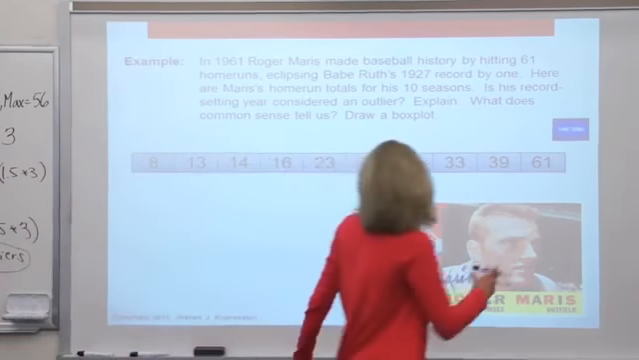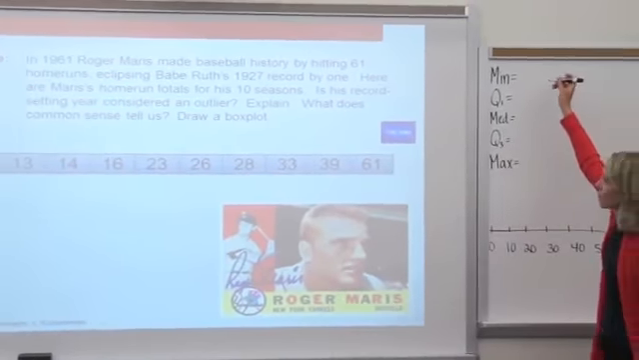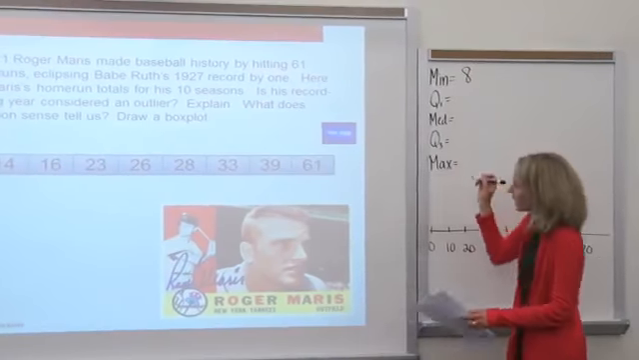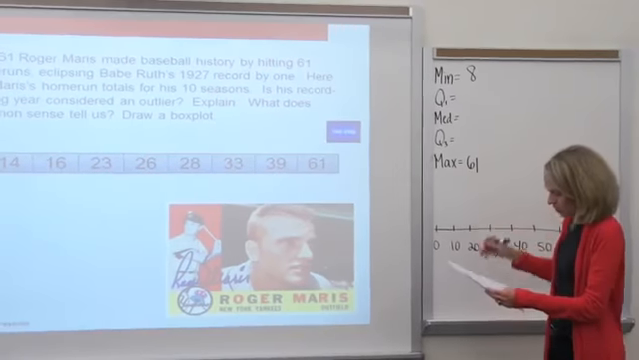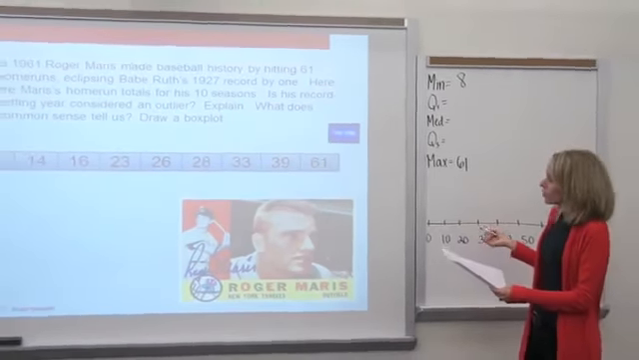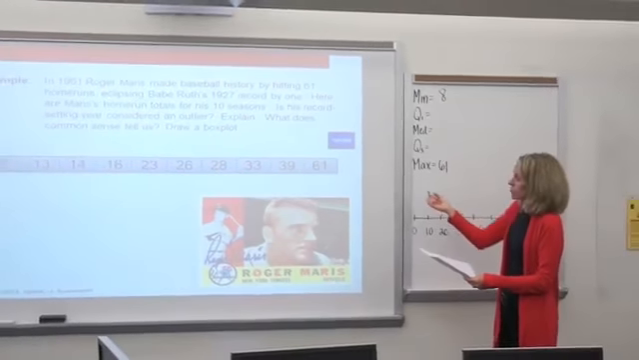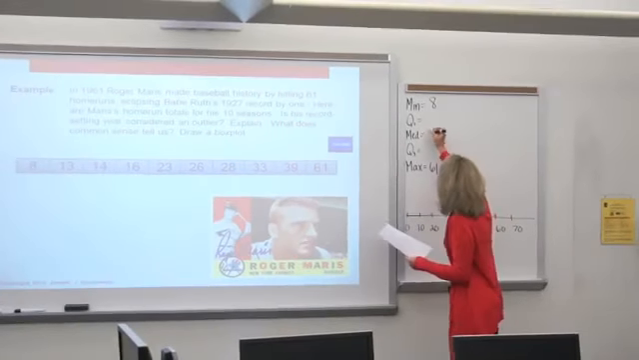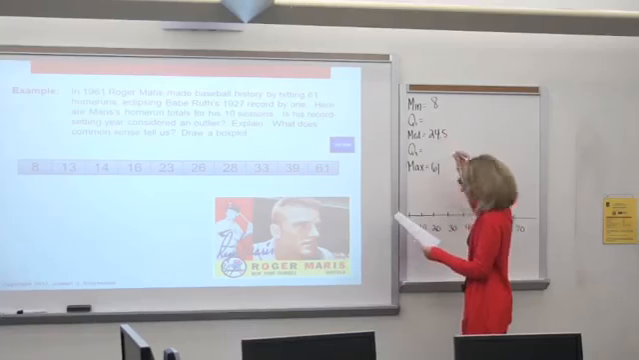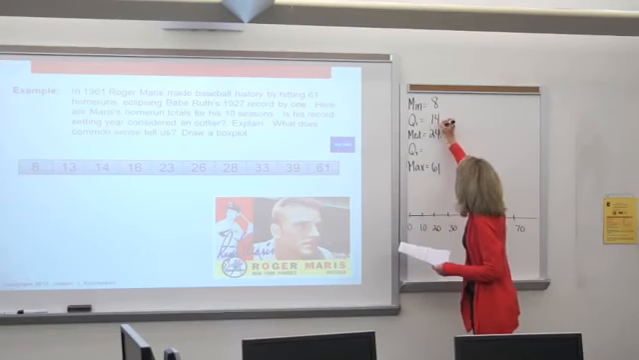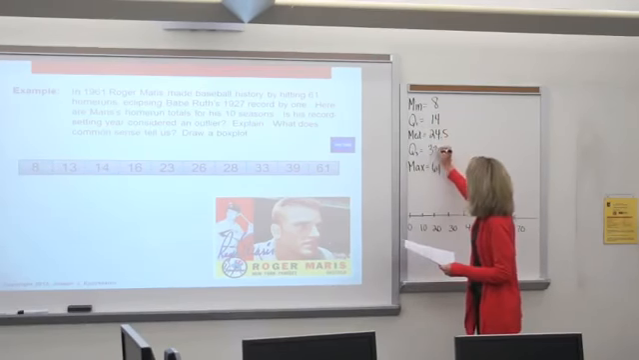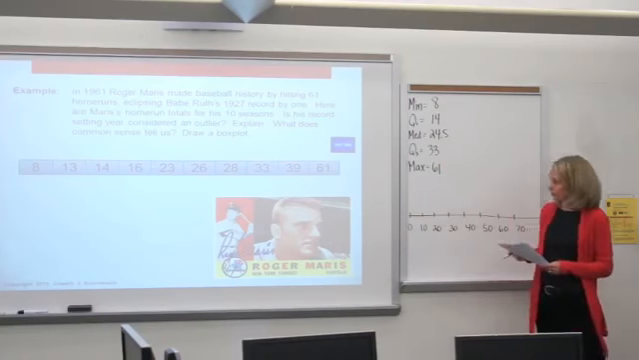I'm going to quickly summarize over here our 5-number summary. The smallest observation is 8. The largest is 61. The median value would be the average of 23 and 26, which would be 24.5. And Q1's 14, and Q3 is 33. I think you should be able to verify those.